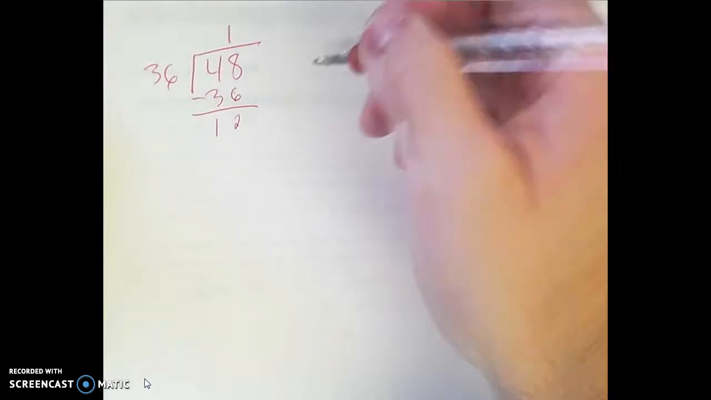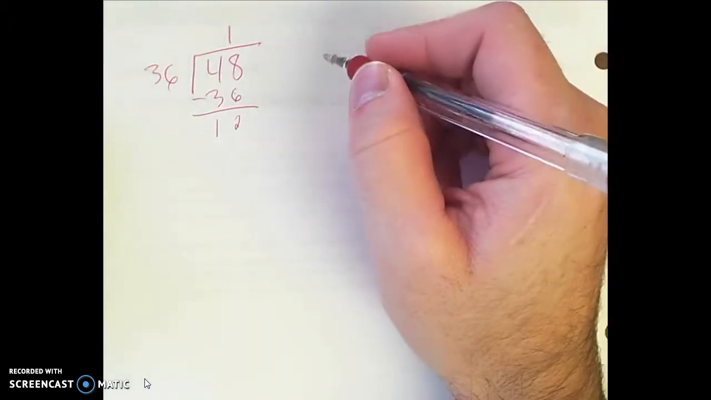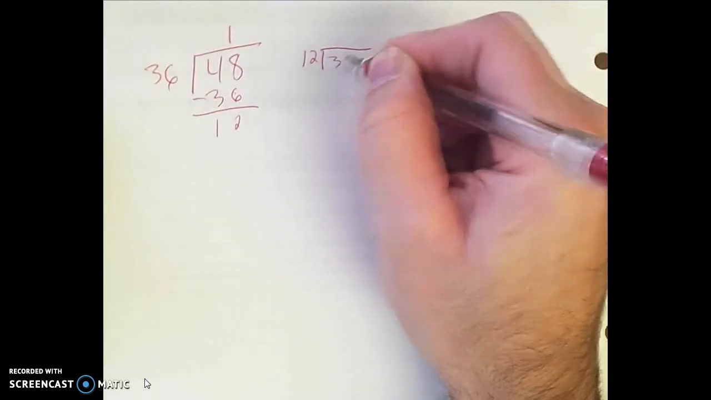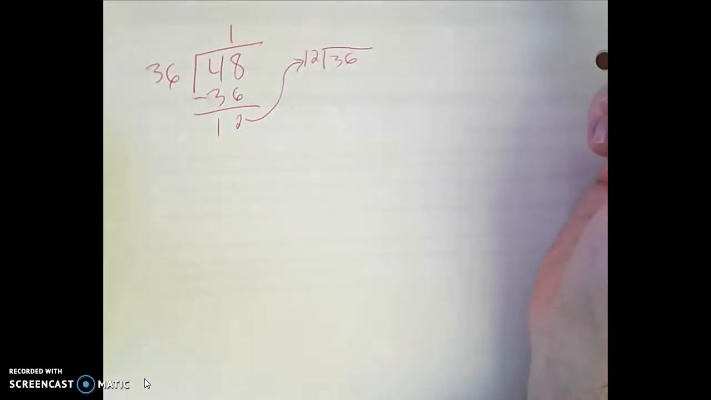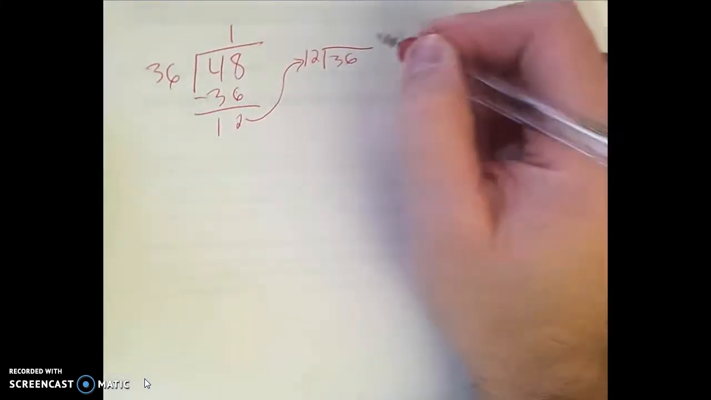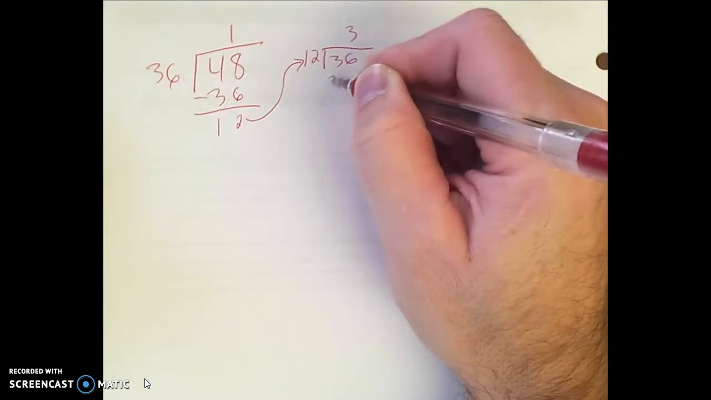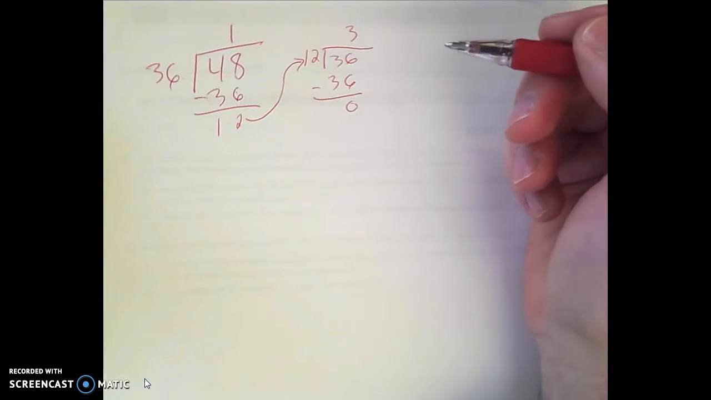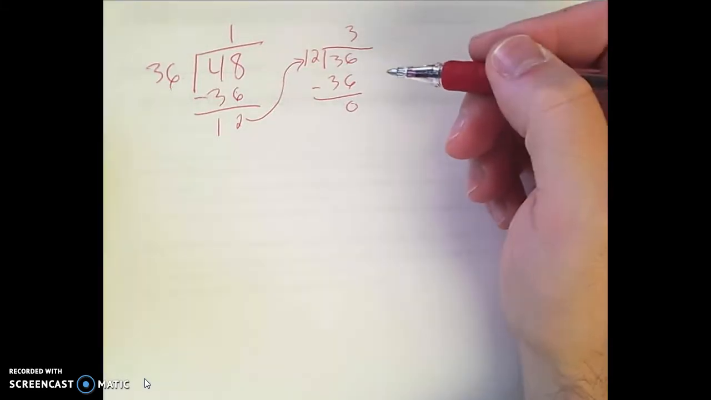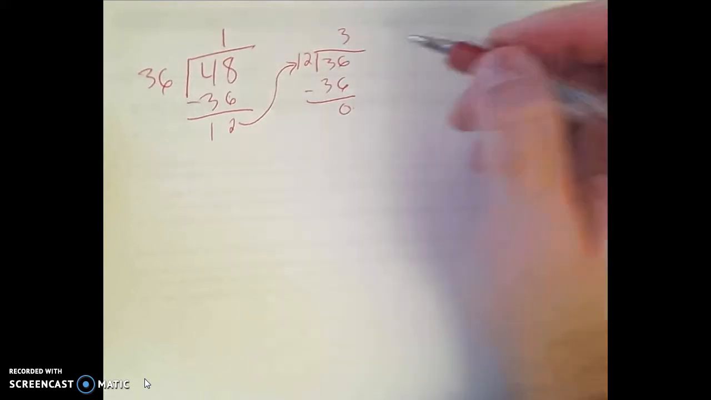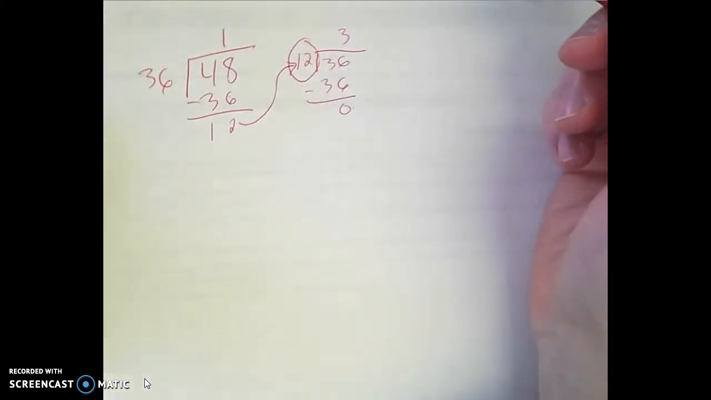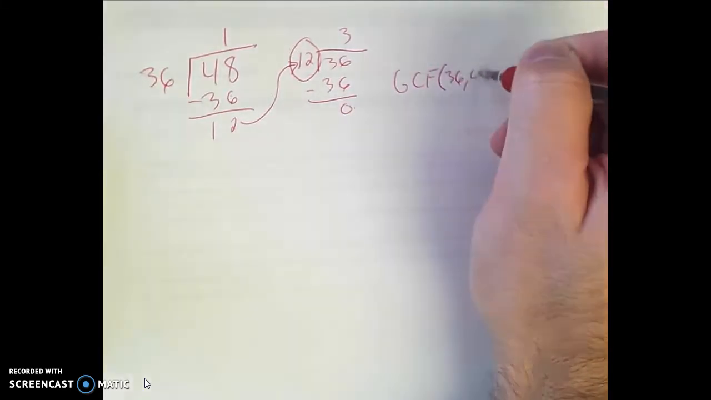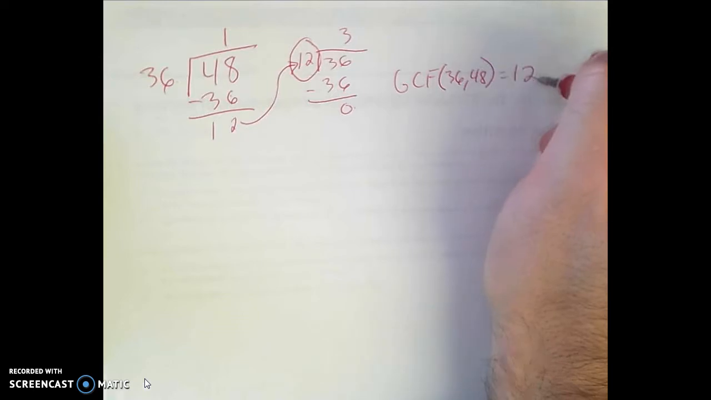So what we're going to do now is divide that into the divisor. The divisor was 36, so now we're going to do 36 divided by 12. Divide 36 by 12, and now we have a quotient of 3. In this case, we continue dividing until the remainder is 0. So in this case, we have a remainder of 0, so we know that the divisor here is the greatest common factor. So the greatest common factor of 36 and 48 is 12.